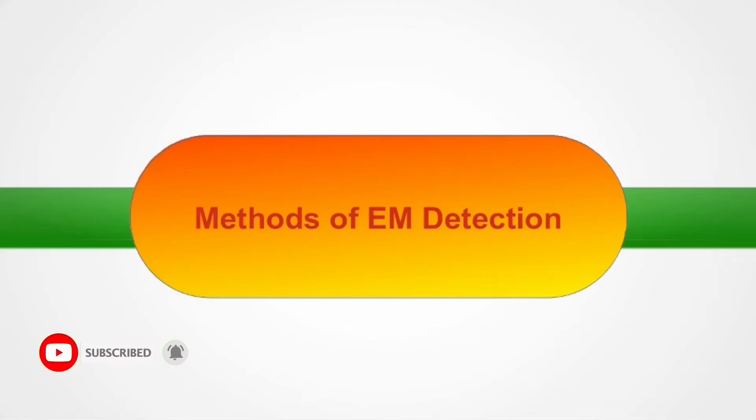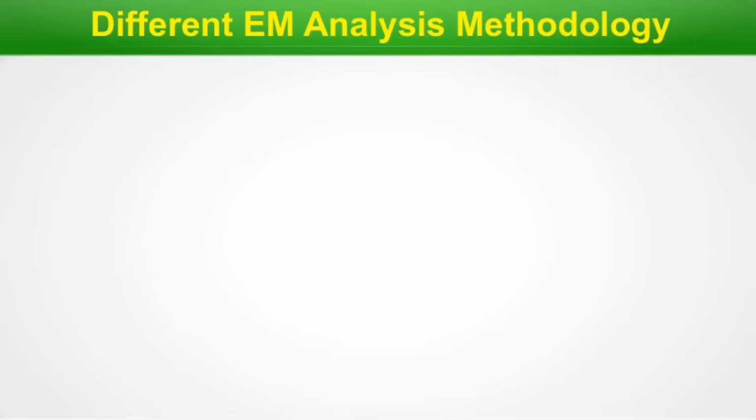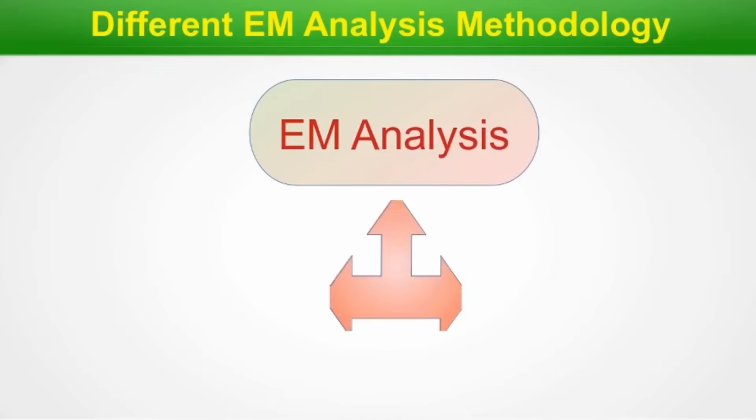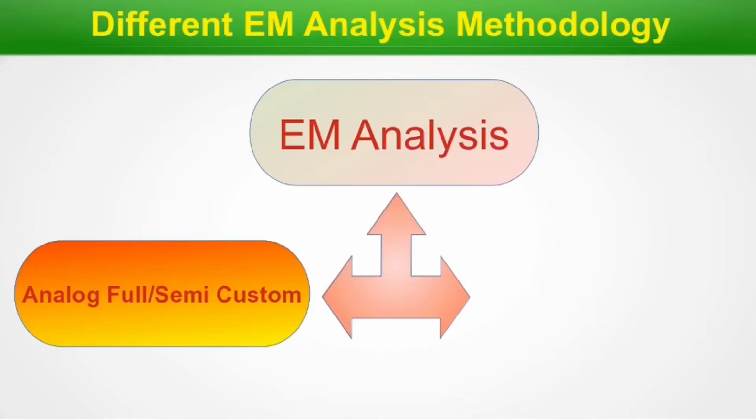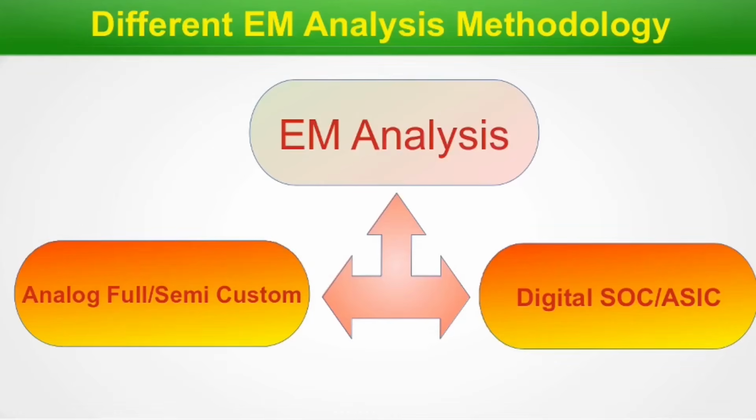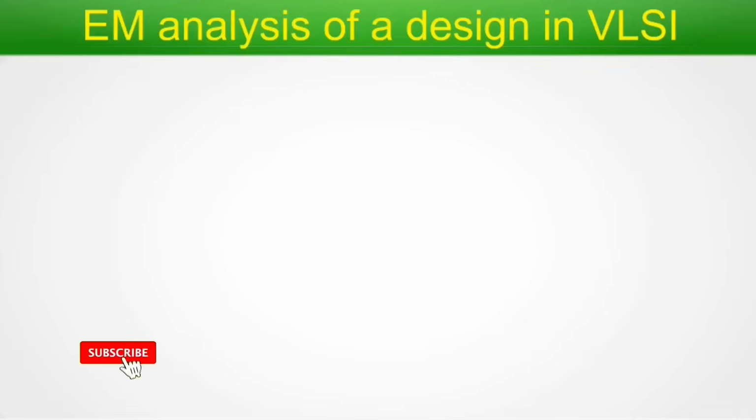Now let's come to the methods of EM detection. In VLSI design, we have to detect EM very early, in the design stage. There are two different methodologies. One is for the analog or semi-custom, and the second is for the digital. The physics behind the EM analysis is the same, but when we predict it during our design process, we have to follow a different methodology for the prediction or violation detection.